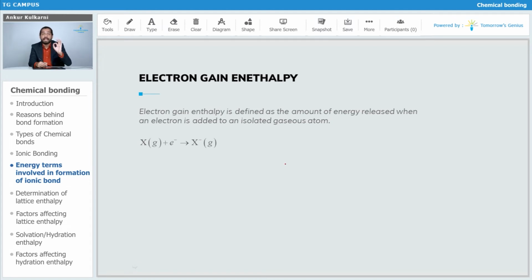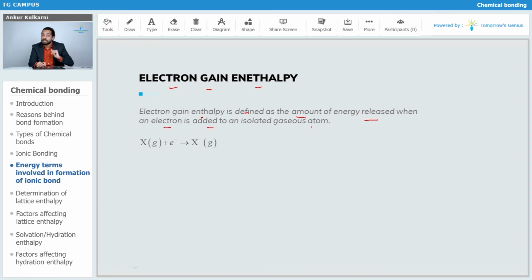Your second term is electron gain enthalpy. Now that you have seen that when an electron is eliminated, energy is absorbed by the atom, similarly, when an electron is gained by the atom, there will be a release of a certain amount of energy, correct? So the electron gain enthalpy is defined as the amount of energy released when an electron is added to an isolated gaseous atom. That energy released when the electron is added is nothing but your electron gain enthalpy.